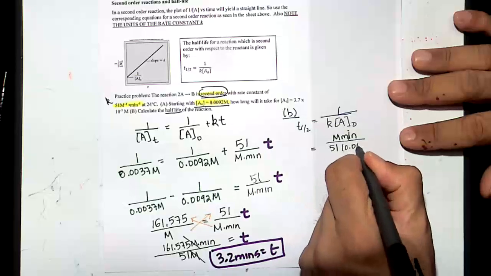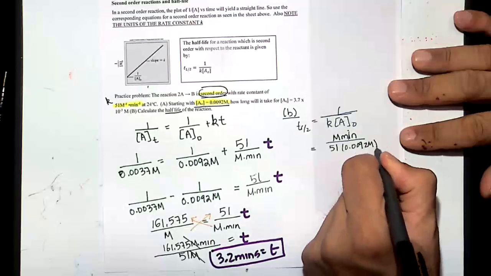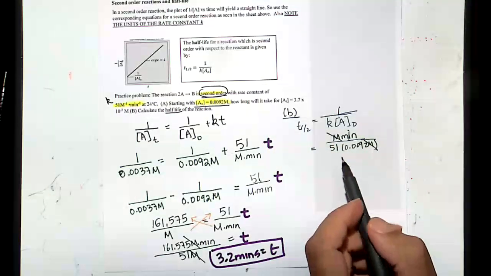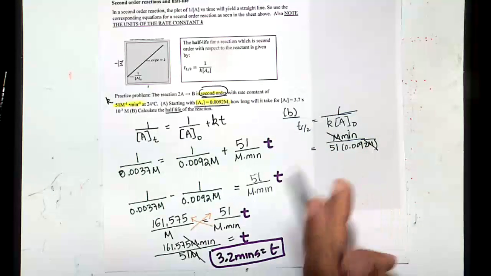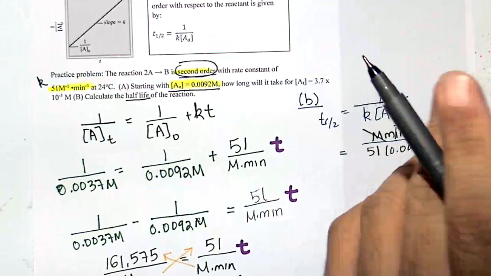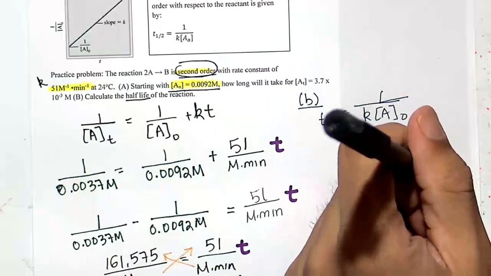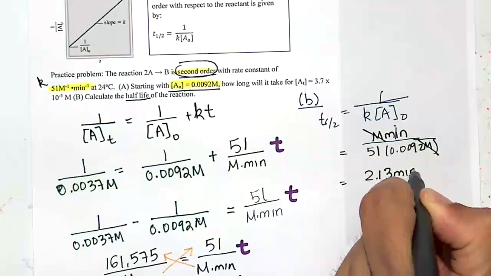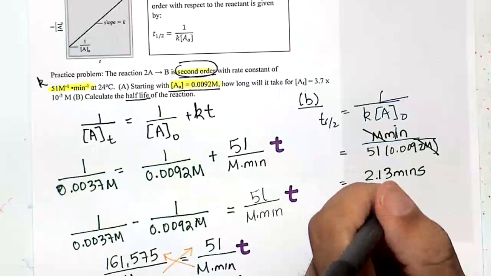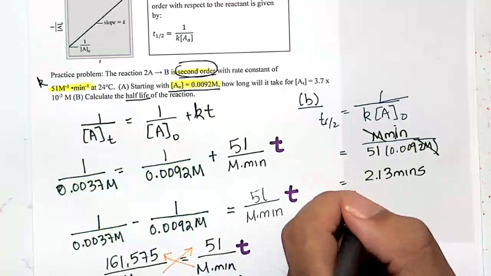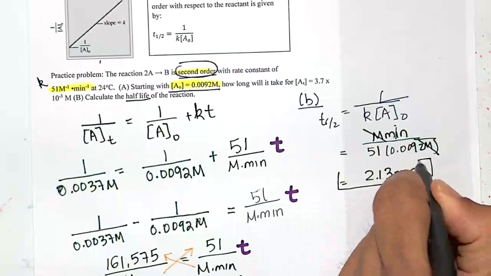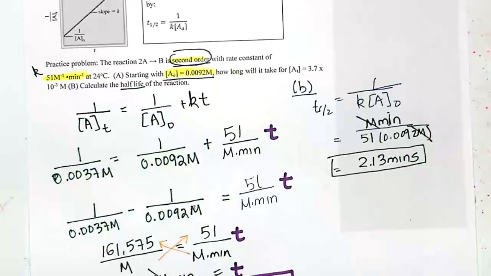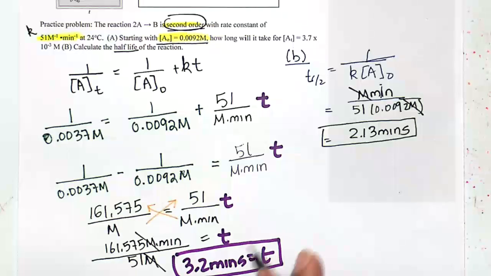What's A naught? 0.0092. Okay, big M. Okay, the M's get canceled. And then what's 1 over 51 times 0.0092? 2.13 minutes. Okay. Good job. Okay. 2.13 minutes. So that's the answer.